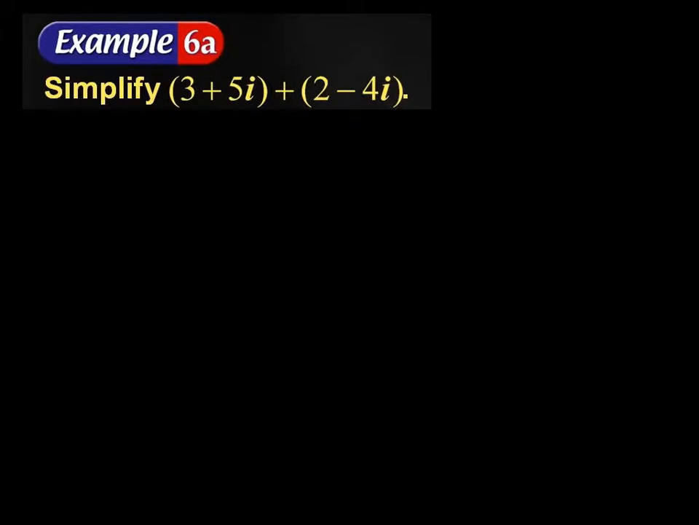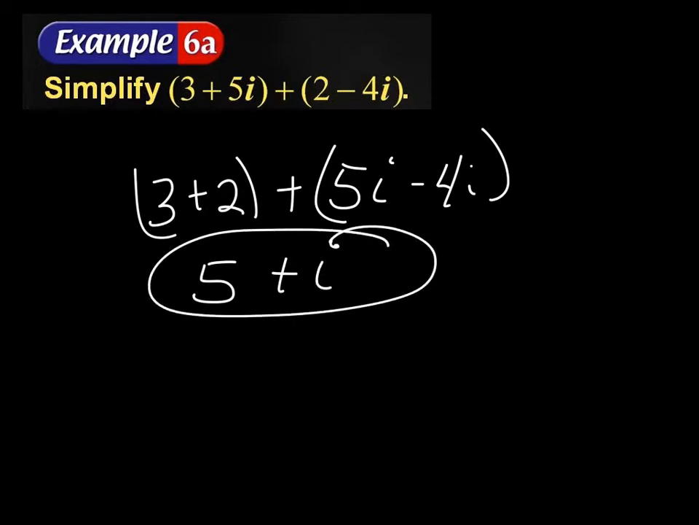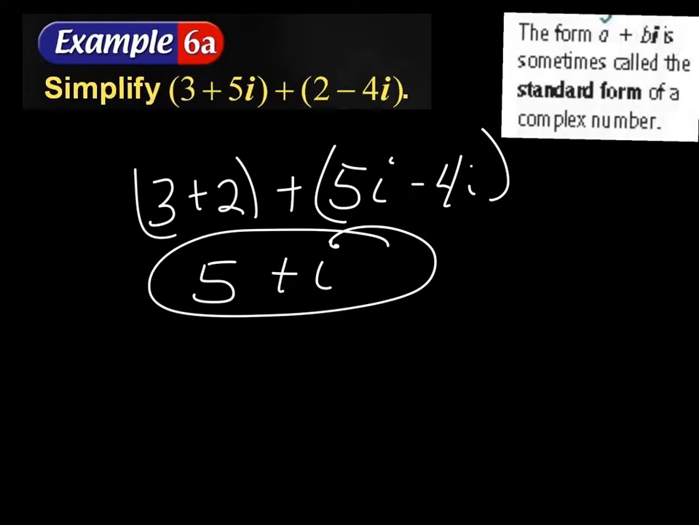To add or subtract complex numbers, all we need to do is combine the like terms. So I'm going to add the 3 plus 2. I'm using the associative property of addition. And the 5i and the negative 4i. So I get 5 plus 5 minus 4 is just 1i. We don't normally write the coefficient of 1.